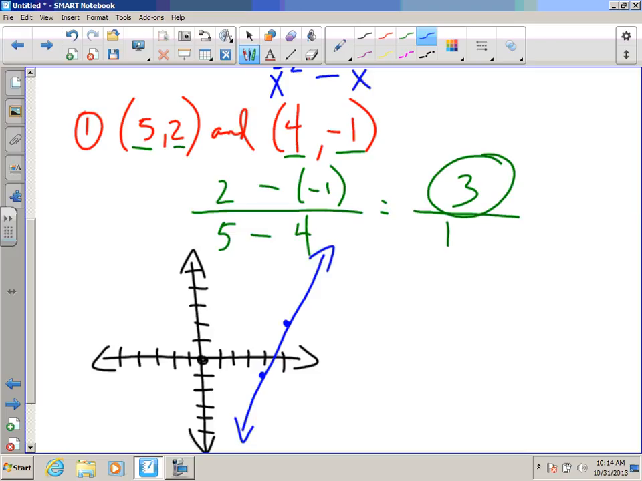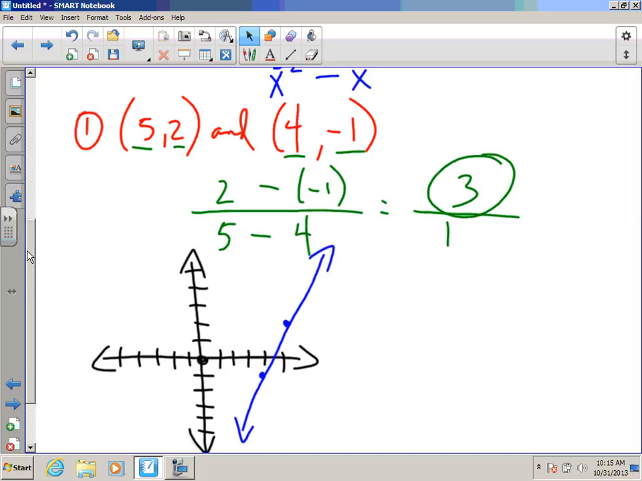If it were the opposite, if it were 1 over 3, which is a possibility, you would go up 1 over 3, up 1 over 3, up 1 over 3. Are you going to get that steep of a slope? No.